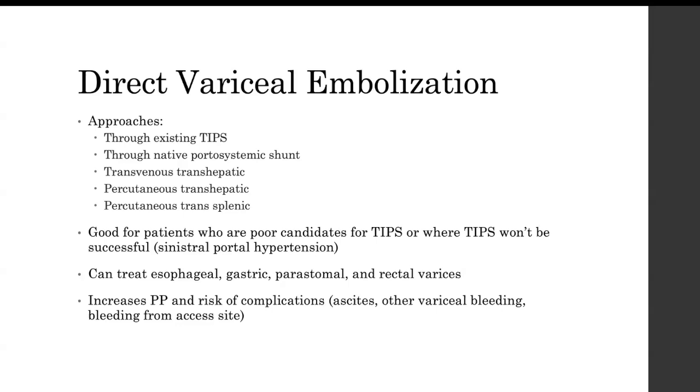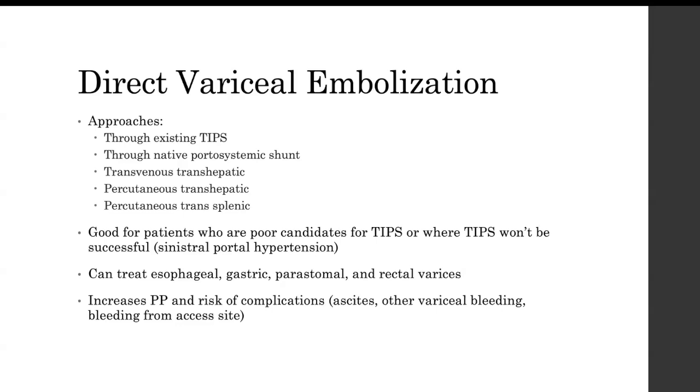So some patients will develop new ascites. They may get bleeding from different varices. Other ones that are present but that weren't bleeding, well, now they are because the pressure's higher. You may get bleeding from the access site. That can happen, especially if you're going directly into the liver or spleen. So I think one of the main things to think about when you're thinking about portal hypertension is that everything's a balance.